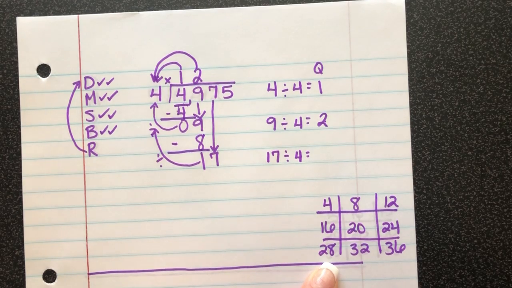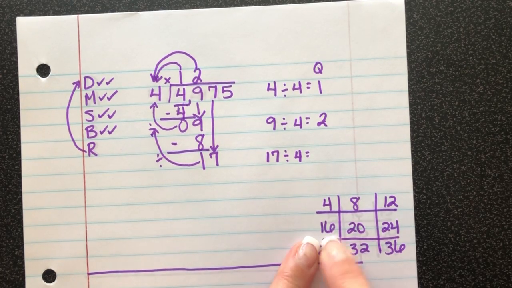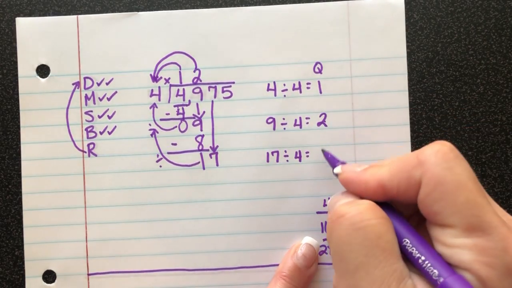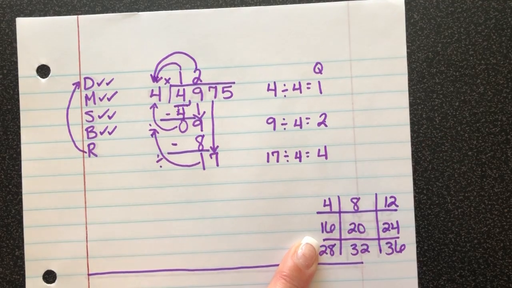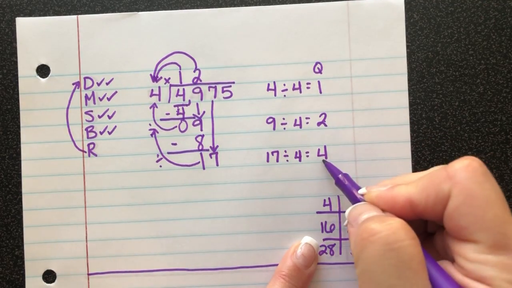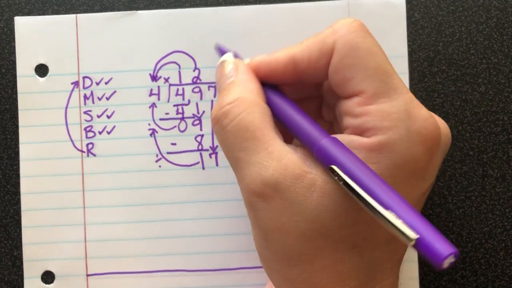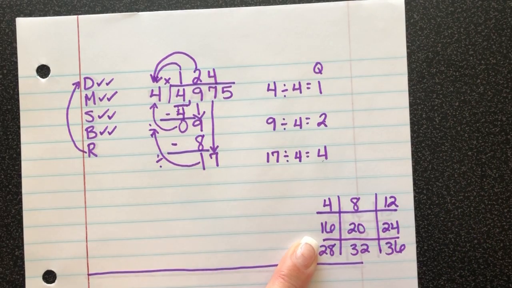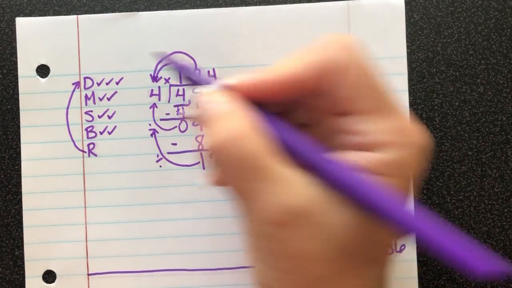But I can get really close to that, and I want to get as close as I can without going over, which is going to be 16. Okay, 20 is too high, so I'm going to take 16, which is 1, 2, 3, 4 groups. So we're going to say that 17 divided by 4 is 4. Now that 4 is a quotient, so I have to put that 4 up here where the quotients go. So I've divided again.